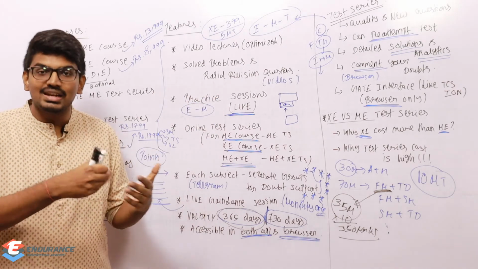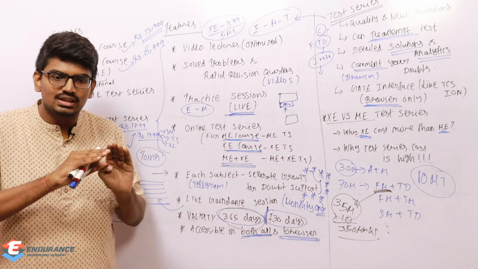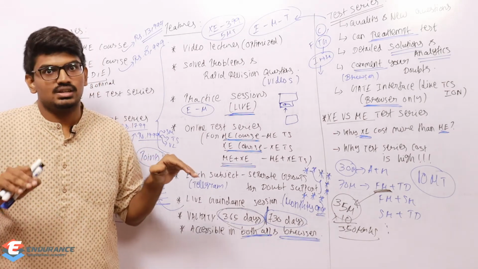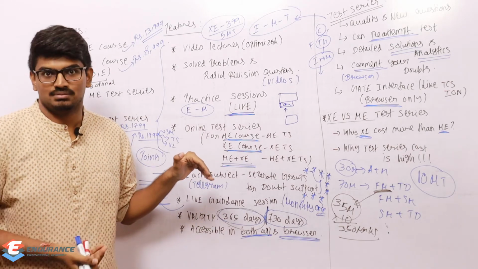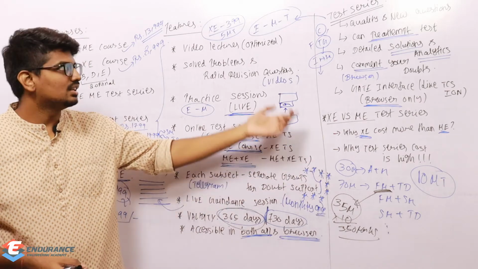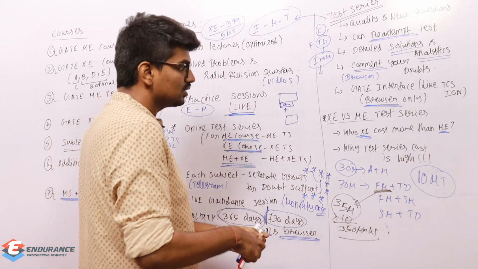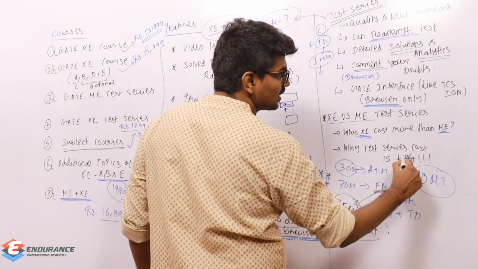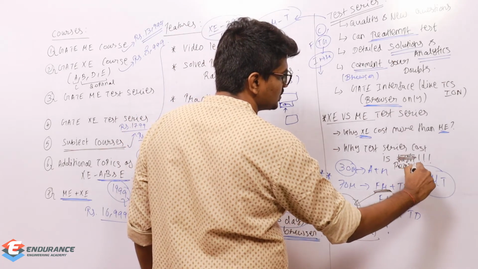Because I have many commitments, especially the ME course and EXE course are combined. So I need to make sure that I'm serving my students properly. So I need a team, and if there is a team, I need to pay them. Obviously, I need to give a salary to them. So if I give the test series for 400 rupees, how can I manage? I hope you are understanding my point. So the test series cost is basically not high. It's seriously not high. It is kept at a reasonable price only.